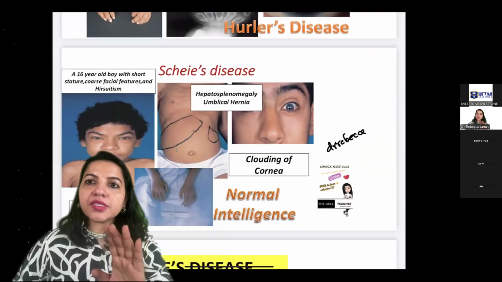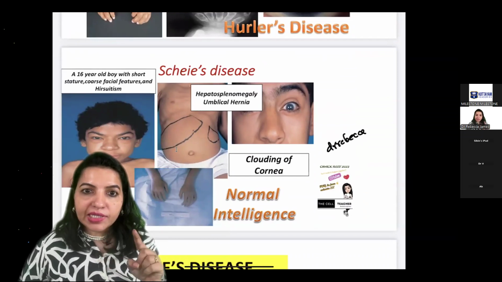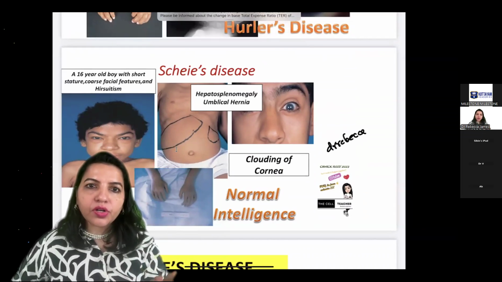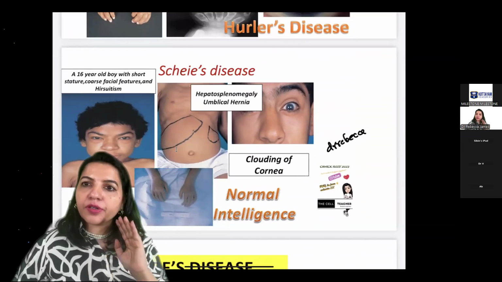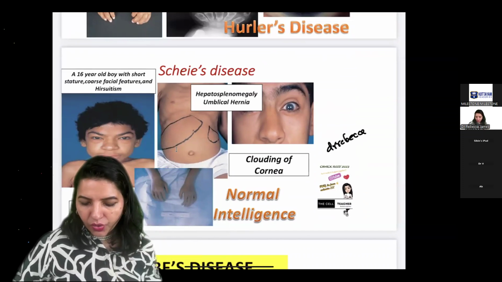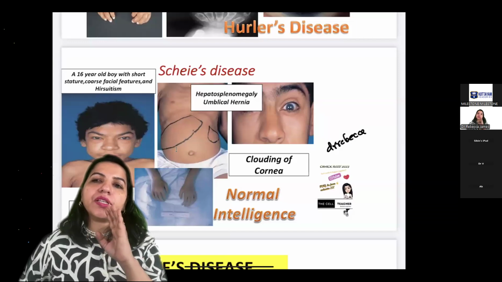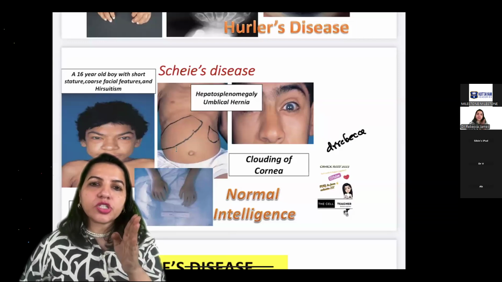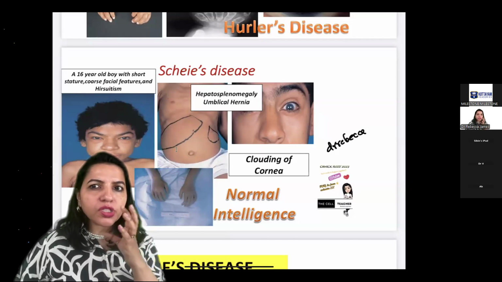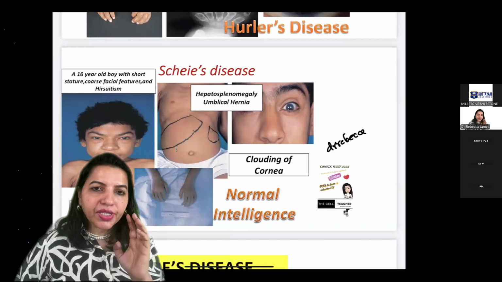Now I'm going to another case, this is a 16-year-old boy. He has no mental retardation, so the intelligence is normal. Then he has all the features of mucopolysaccharidosis: hepatosplenomegaly, umbilical hernia, clawing of hand, clouding of cornea, all these are there. But the only difference here is that this is a child who is having normal intelligence. Then what is this? Just know the differentiating feature. That is Scheie disease.